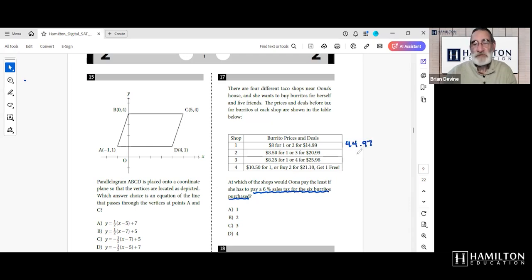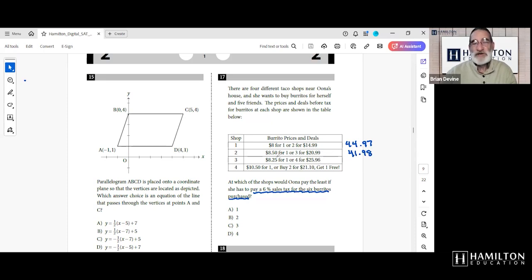From shop 1. From shop 2, she could pay $8.50 for 6 burritos, and that's going to be $51. Or she could just buy 2 batches of 3 burritos each for $20.99. So if she just buys 2 of the 3 for deal, she's going to pay $41.98. So far, shop 2 is looking good.